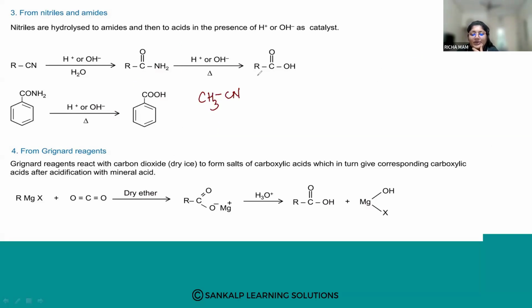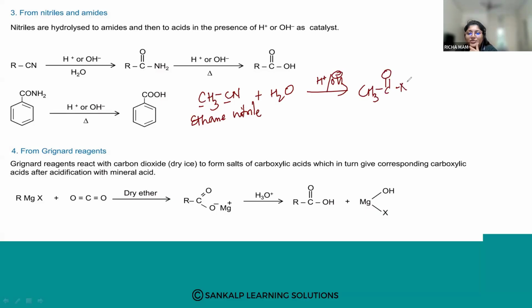CH3CN. What is the name? Can anybody tell me the name? Two carbons are there, right? So it is ethane nitrile. Again, in the presence of H plus and OH minus, it will undergo hydrolysis to give you what? CH3, C double bond O, NH2. I am going to get an acetamide.